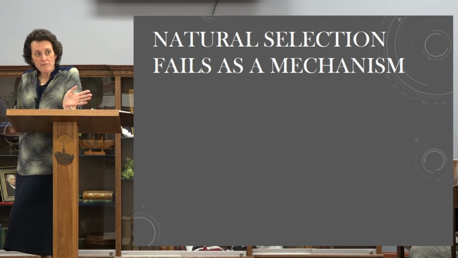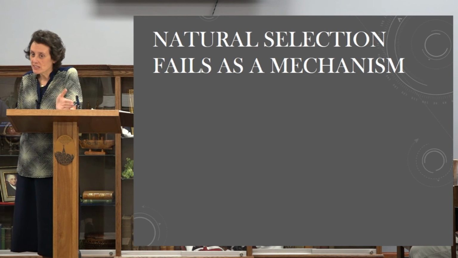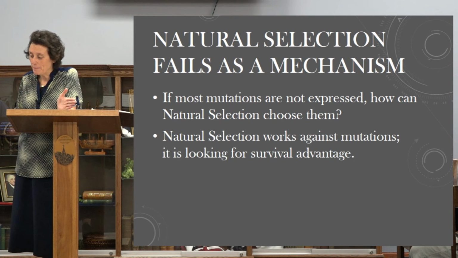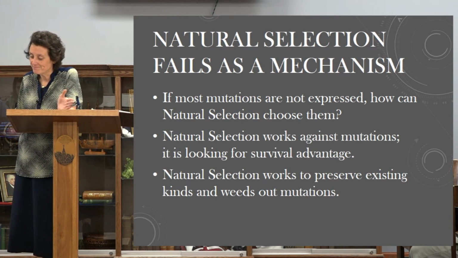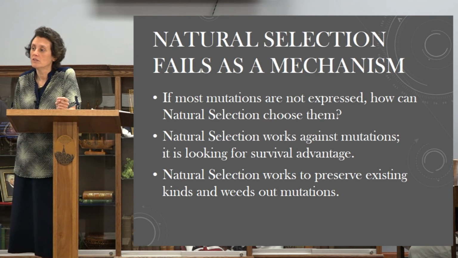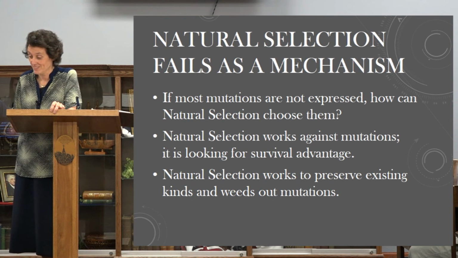So whatever the mutation is, natural selection fails as a mechanism. Here's why. Most mutations are not expressed. Your body is very good at repairing mistakes. Also, guess what? You have 46 chromosomes that exist in 23 pairs, so you have a duplicate copy of all of your genes.